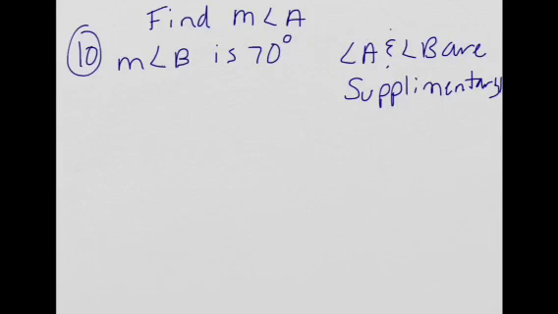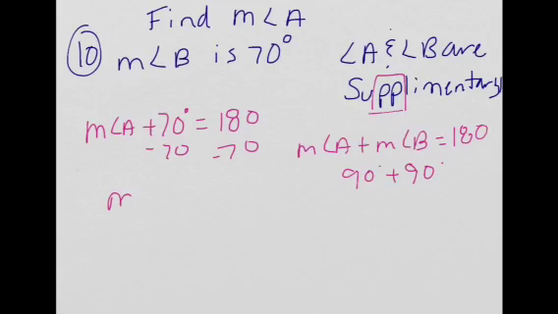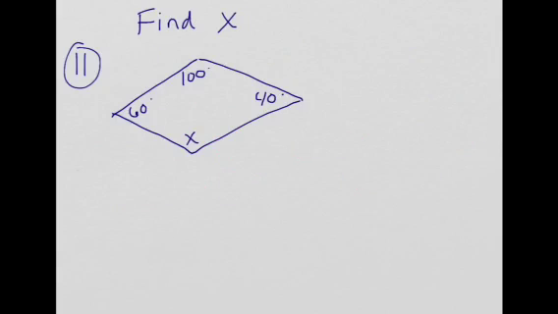Now in this case we're finding the measure of A, and A and B are supplementary. So that means the measure of angle A plus the measure of angle B are going to equal 180. And again, remember we said you could look at the two P's, and that's 90 plus 90 to help you remember that that's going to equal 180. So we're going to do the measure of angle A plus 70 degrees is equal to 180. Zero pair out the 70. So the measure of angle A is going to be 110 degrees. Make sure you put your degree signs in.